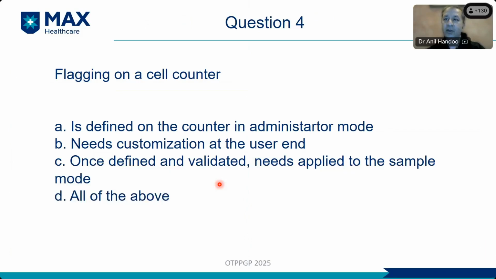Now, coming to the question for my folks, the students who are with me today: flagging on a cell counter is defined on the counter in administrator mode. It will need customization at the user end. Once defined and validated, it needs to be applied for the sample mode, or all of the above. Answers?